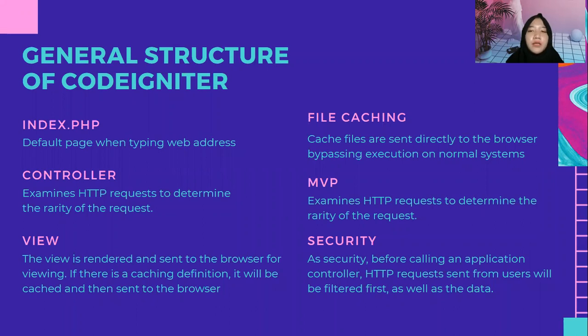Fourth, file caching. Cache files are sent directly to the browser, bypassing execution of the normal system. Fifth, security. Security is applied before calling an application controller. HTTP requests sent from users will be filtered first, as well as data.